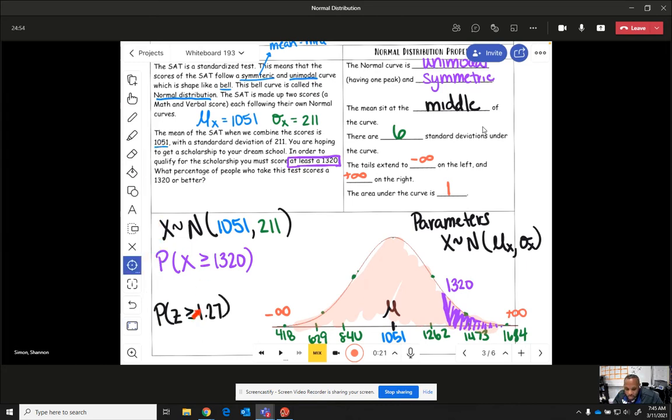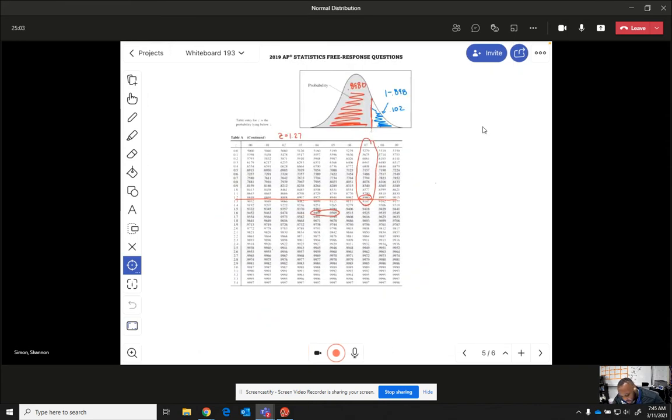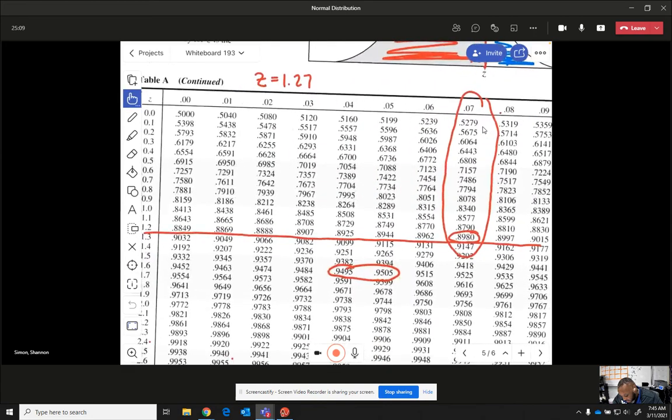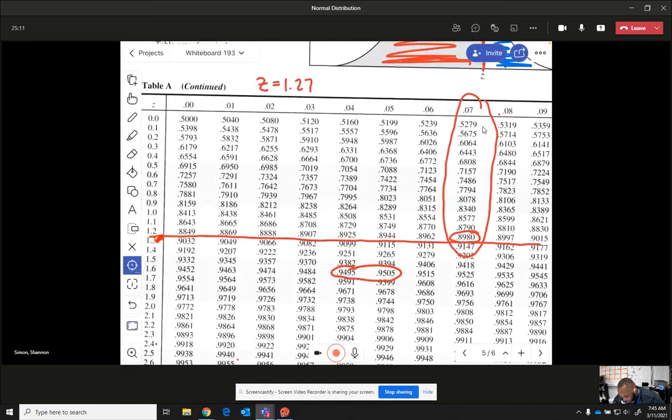This is on a standard normal. This is on the curve that I'm dealing with. And because this is on a standard normal, I can use my standard normal tables. So to do this, we go find 1.27 on this table. When I find 1.2, and then 0.07, I get 0.898.